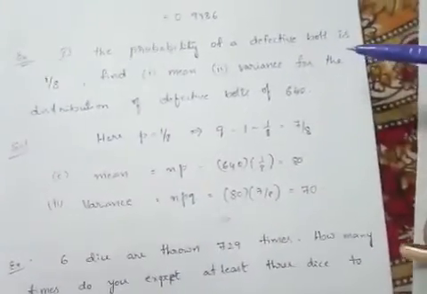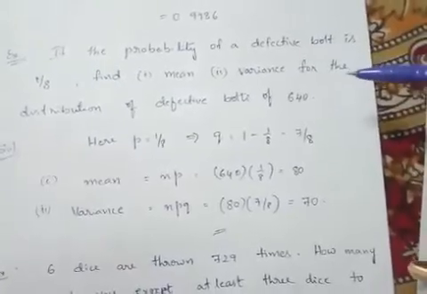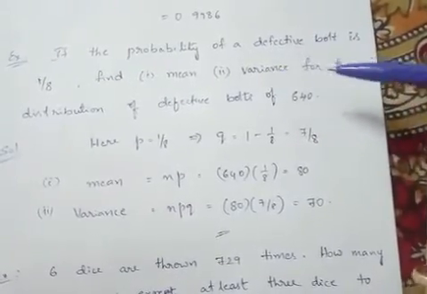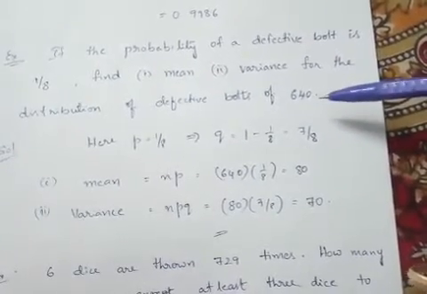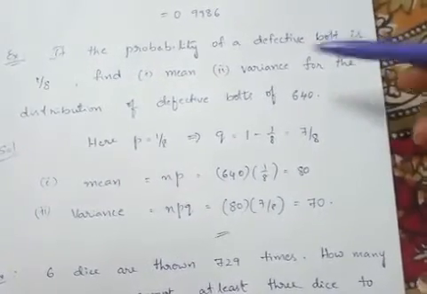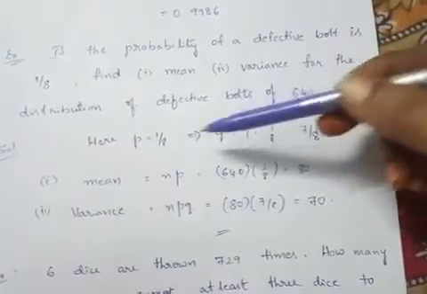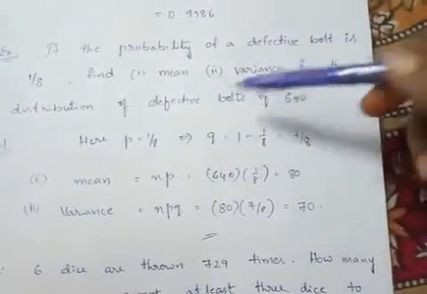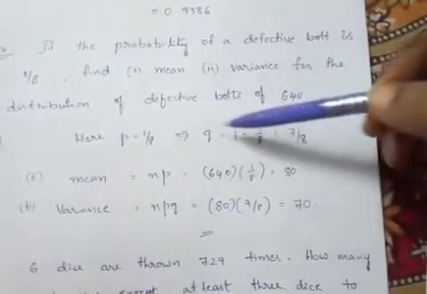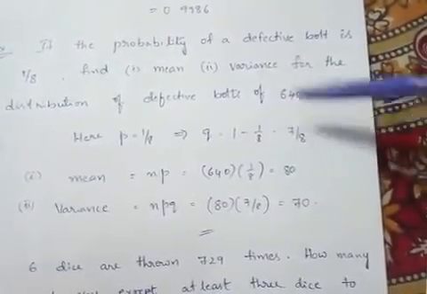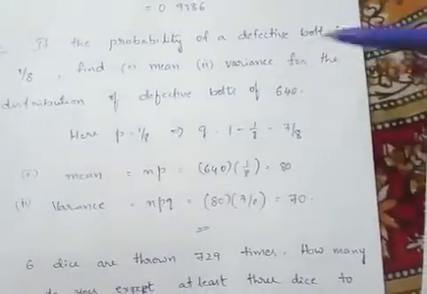If the probability of a defective bolt is 1/8, find the mean and variance for the distribution of defective bolts out of 640. So here p is given. p is 1/8, the probability of a defective bolt. So we can calculate the q value. We have to find the mean and variance.